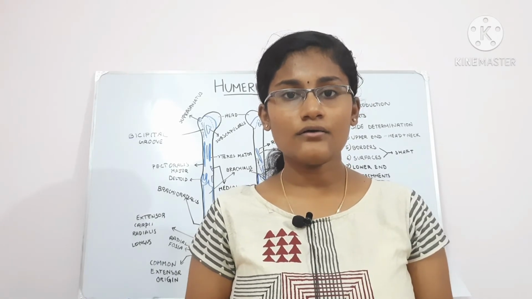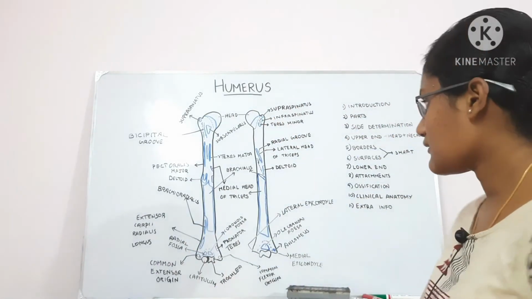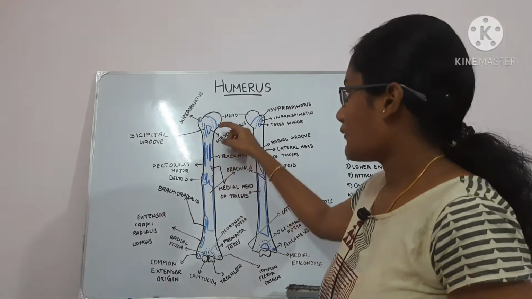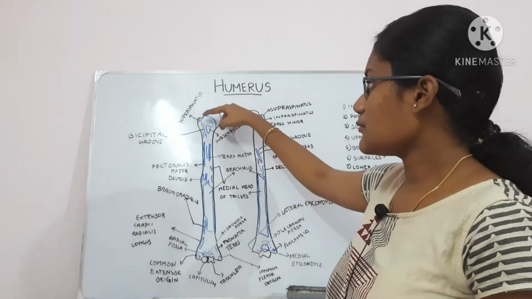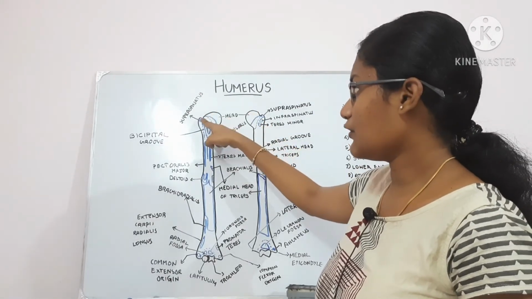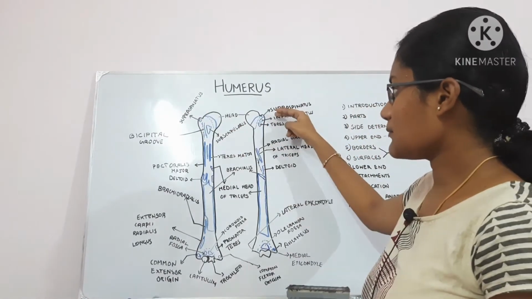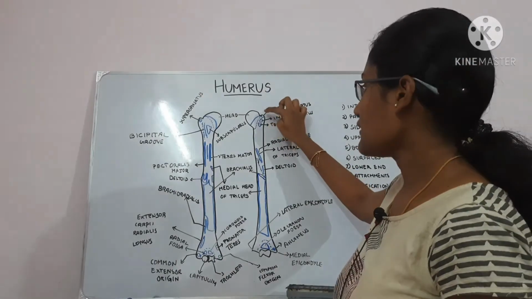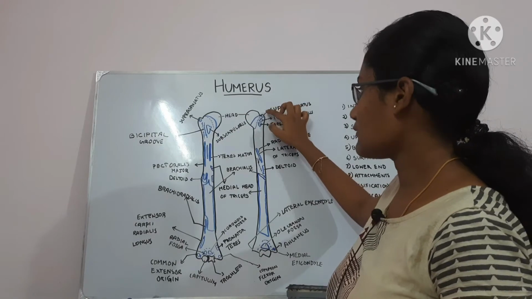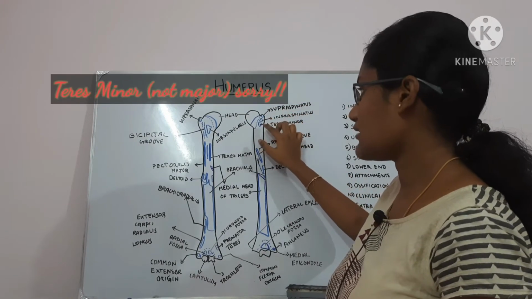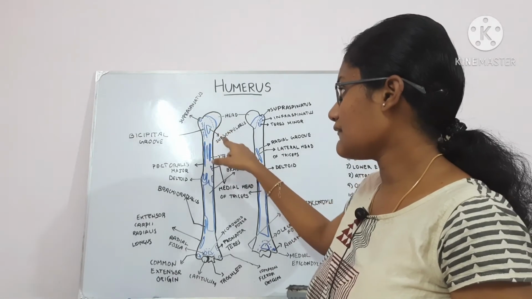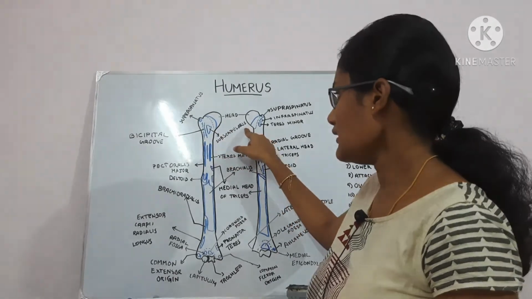Now let's move on to the attachments of the humerus. Starting from the first, the supraspinatus is attached to the greater tubercle, and on the posterior aspect, the greater tubercle has three impressions, upper, middle, lower. It gives attachment to the supraspinatus, infraspinatus and teres minor respectively. This is the lesser tubercle, and it gives attachment to the subscapularis muscle.